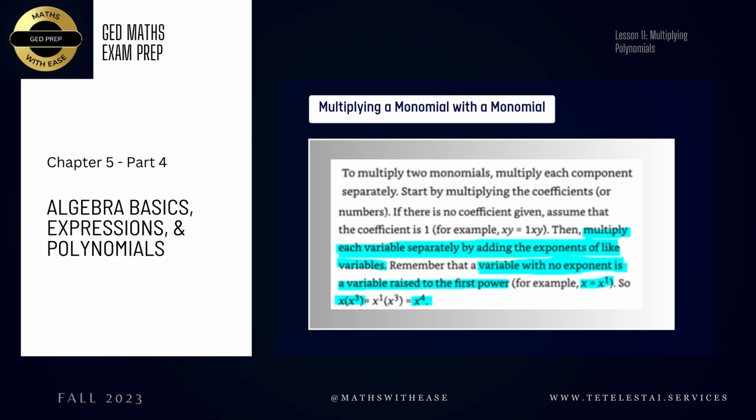Then you multiply each variable separately by adding the exponents of the like variables. Remember that a variable with no exponent is a variable that's raised to the power of 1, or to the first power. So for example, and as mentioned earlier, x is equal to x raised to the power of 1, okay? So here, when we're being asked to multiply x by x cubed, you would simply just add the powers. So 1 plus 3 is 4, so x times x cubed is x raised to the power of 4, okay?